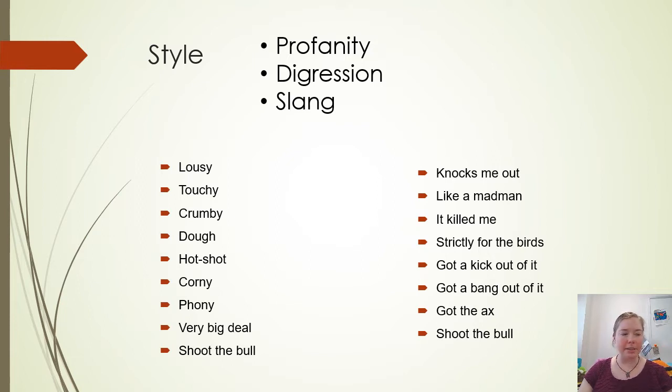Second part of style is digression. This is probably one of the most notable things about the book, how the narrator is unable to stay on topic. We talked in class about how in the course of the book we cover less than 48 hours, or right around 48 hours. And that makes up the whole book.